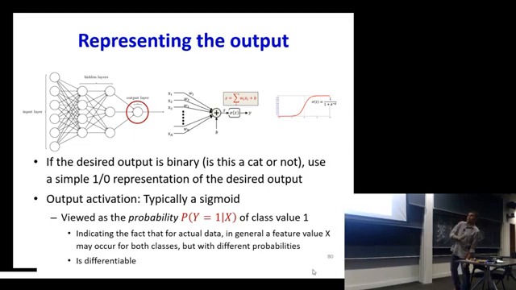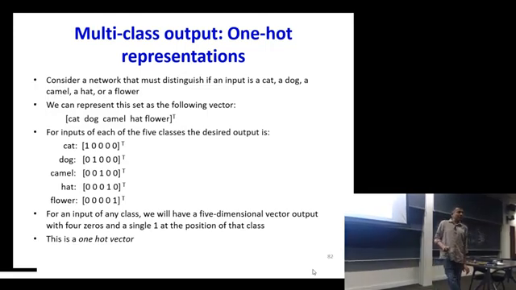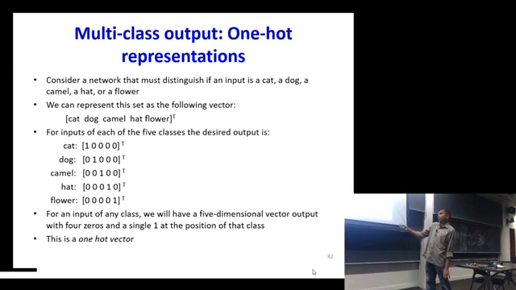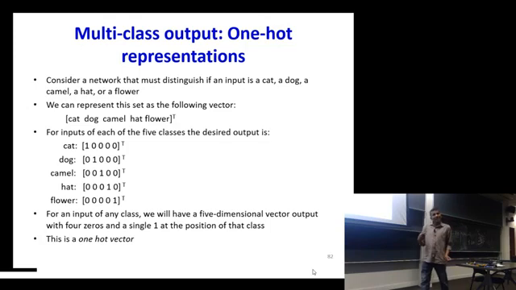Now, if I have vector outputs, suppose I'm performing multi-class classification, like deciding if the picture is that of a cat, a dog, a camel, a hat, or a flower. I will arrange all of my classes in some pre-specified order, like cat, dog, camel, hat, flower. Each output is now going to be a 5-component vector, and the desired output is going to be what we call a one-hot vector.